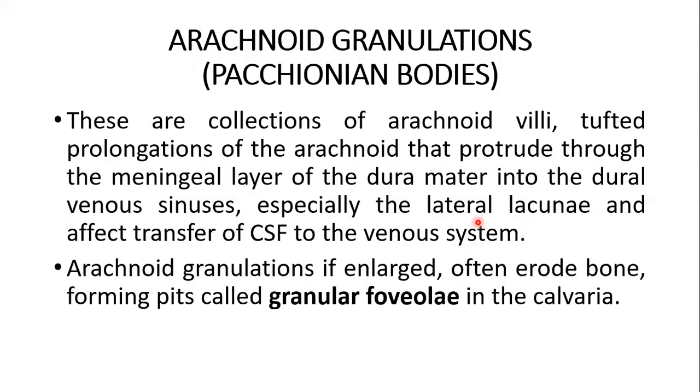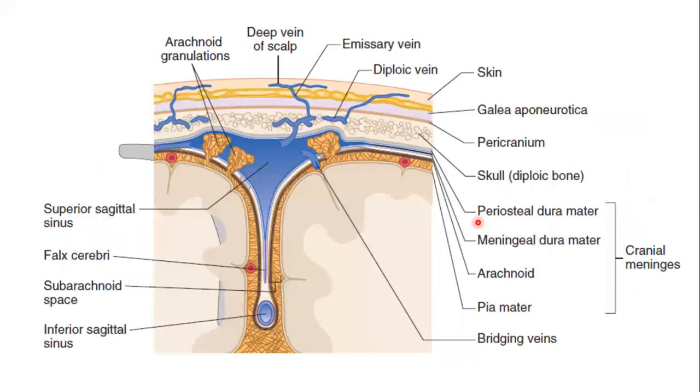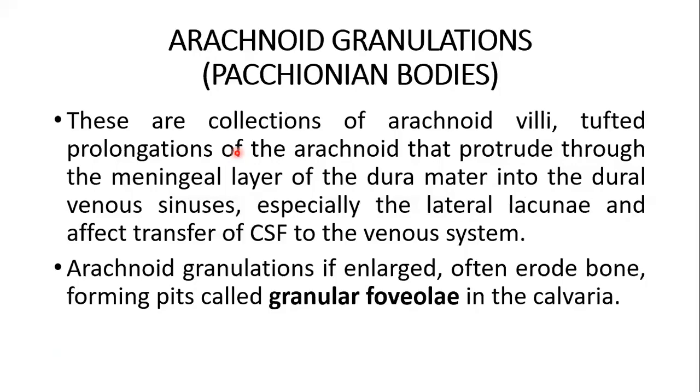Then the arachnoid granulations, which are also known as the Pacchionian bodies. So you could identify first of them. Yes, these are the arachnoid granulations. And this is the superior sagittal sinus. These are the granulations. There is a term known as the arachnoid villi. Let's study its definition. Arachnoid villi.